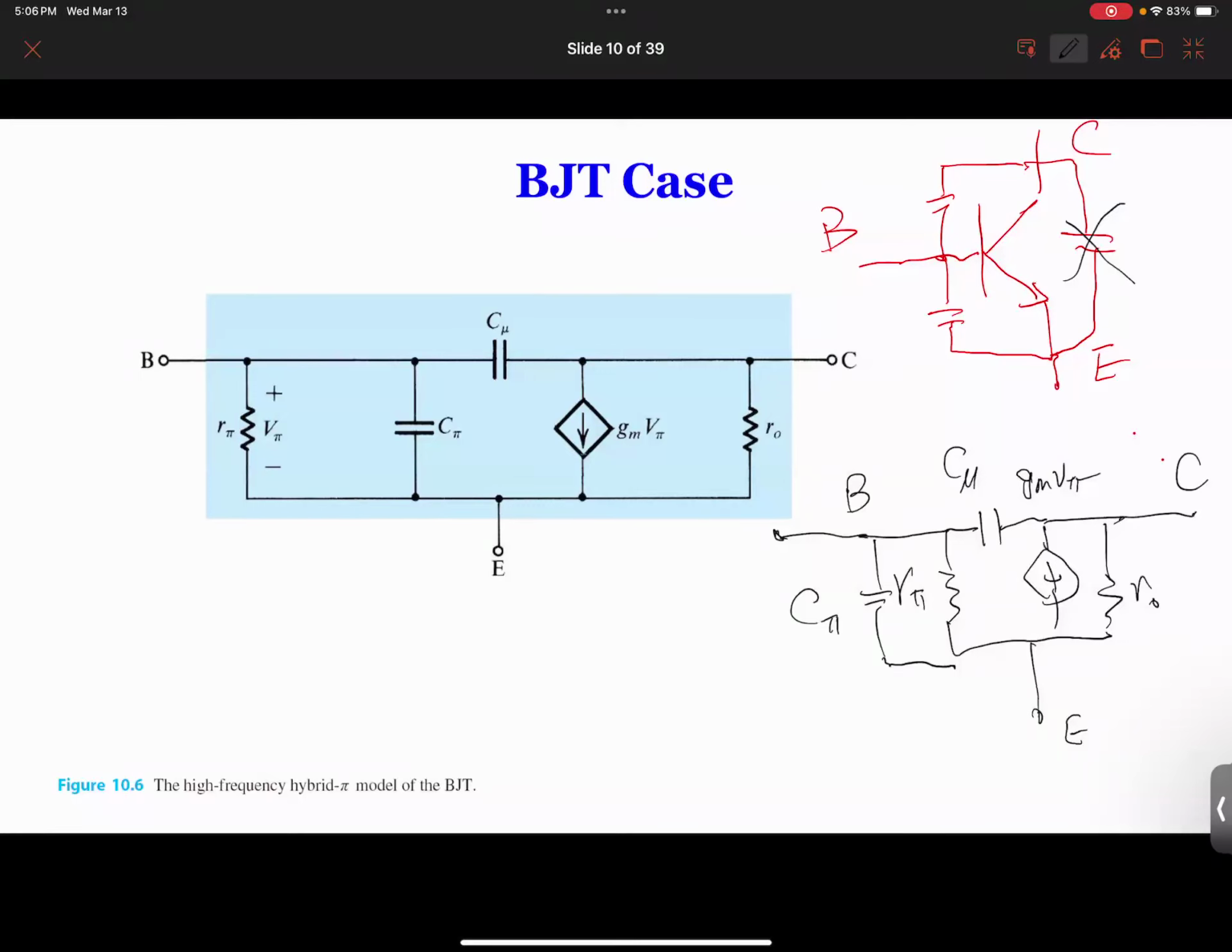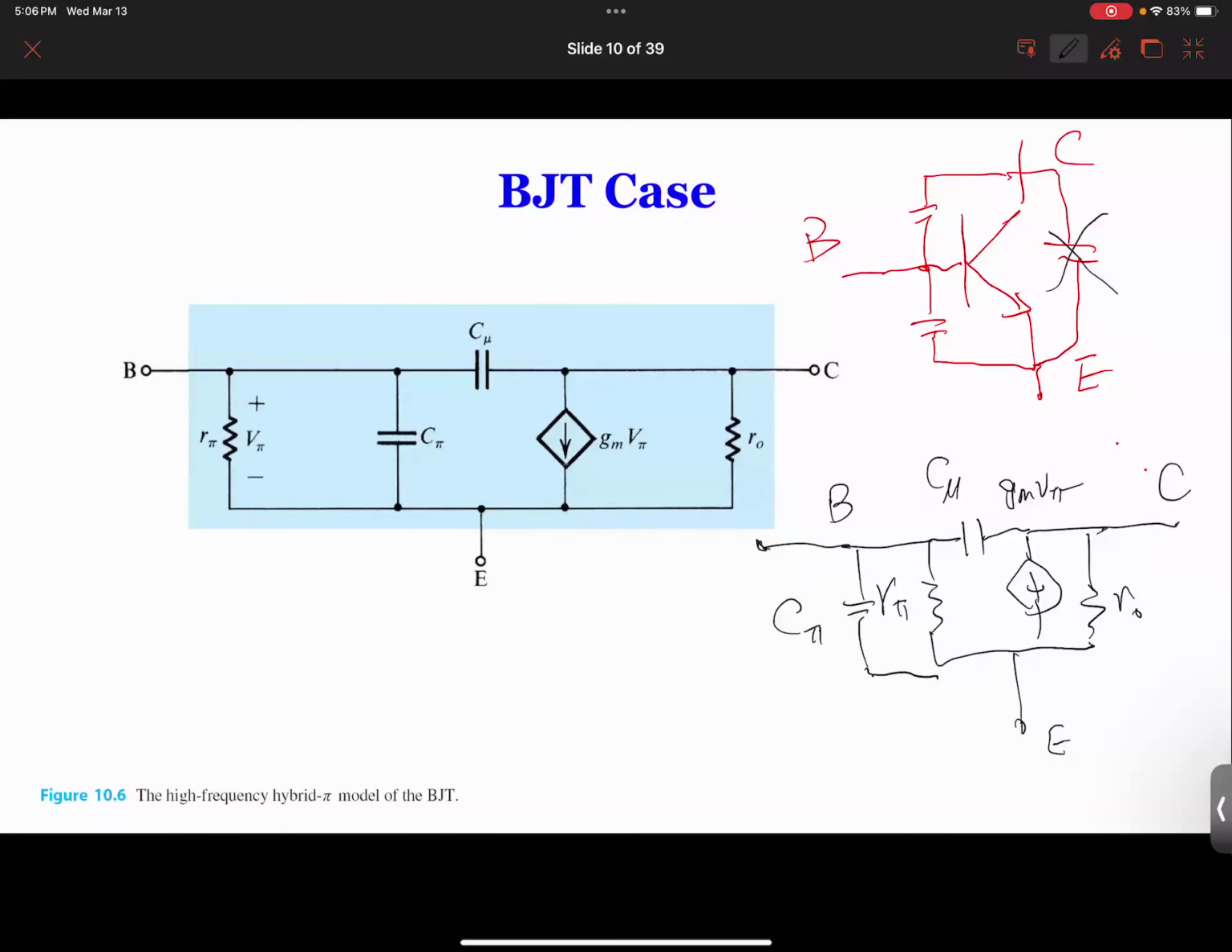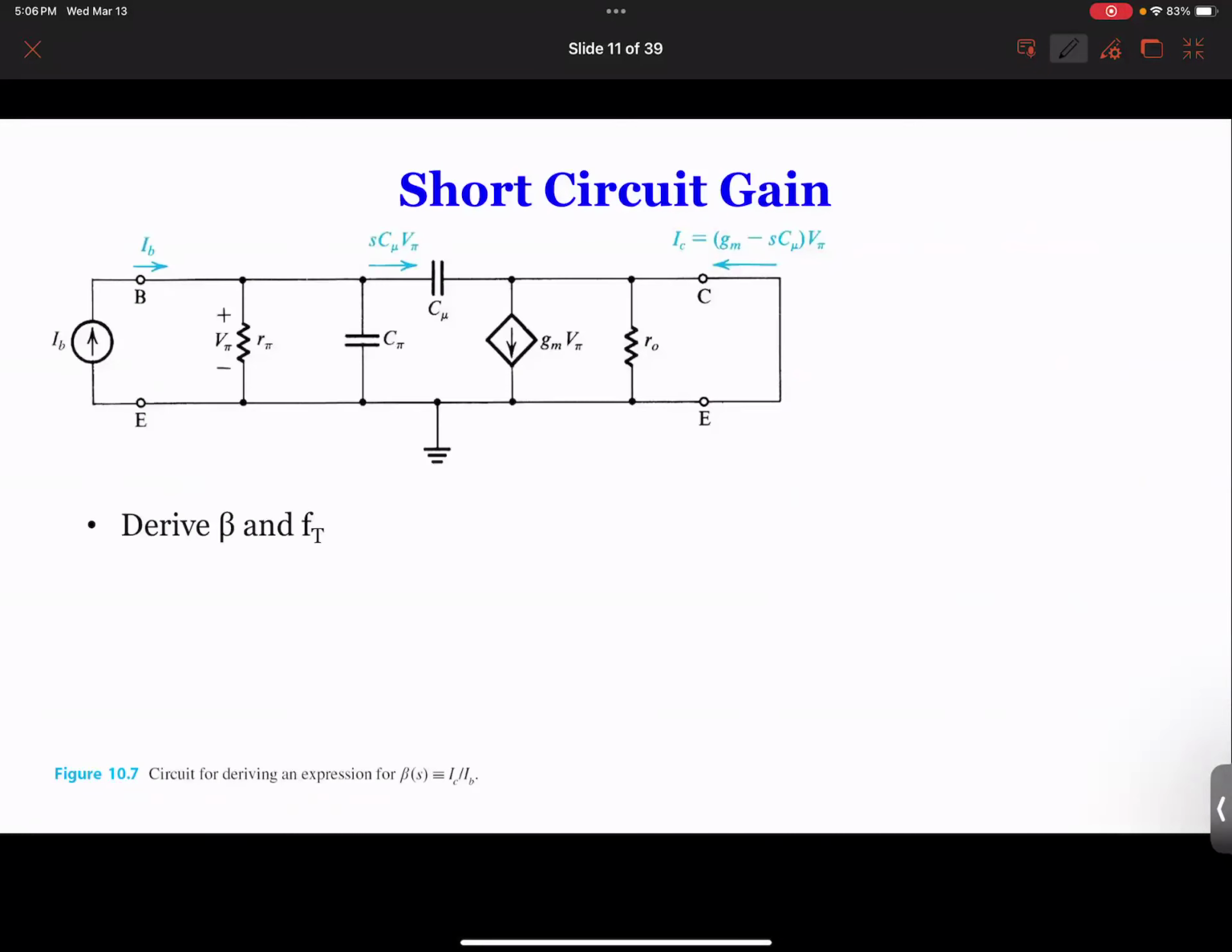So potentially, we can draw the equivalent circuit to get the short circuit current gain again. Similar to the MOSFET, when we find the short circuit current gain, we short the output to get the short circuit current, and then we apply an input current at the base.